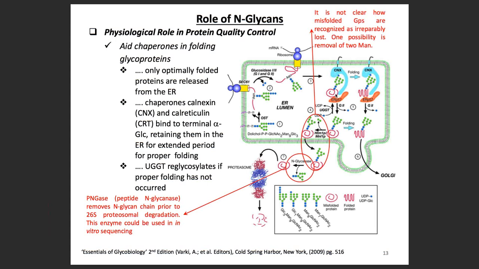So if the protein is unfolded, hydrophobic parts of the protein get exposed. You have a chaperone that basically binds the sugar, captures it, holds it back, and doesn't allow it to be exported from the ER. And then the hydrophobic domains, which are exposed because the protein is unfolded, bind to a site on the chaperone that organizes the rest of the domains, and therefore the protein folds.